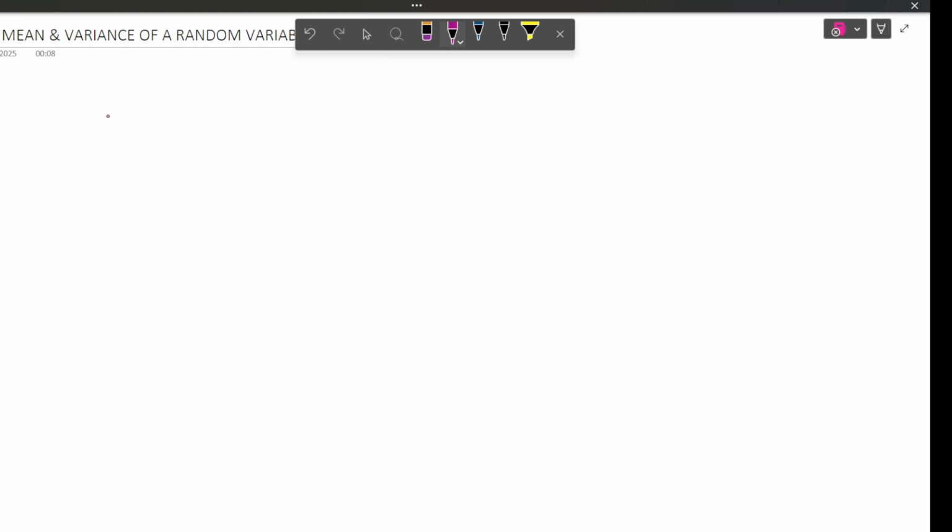Hello everyone. Today we will see mean and variance of a random variable. We know that corresponding to every outcome of a random experiment we can associate a real number. This correspondence between the elements of the sample space associated to a random experiment and the set of real numbers is defined as a random variable.